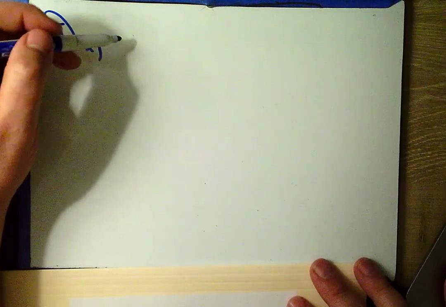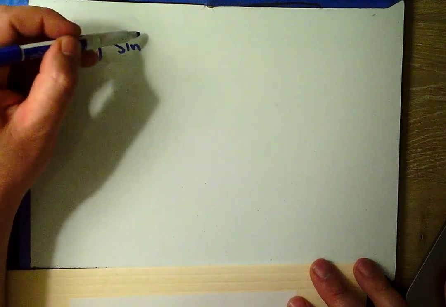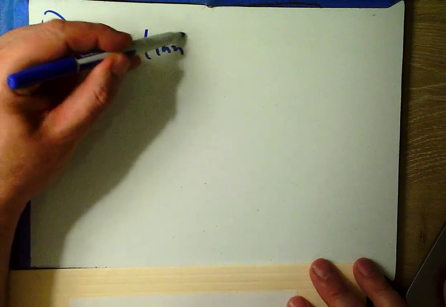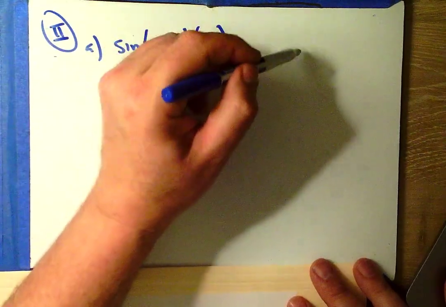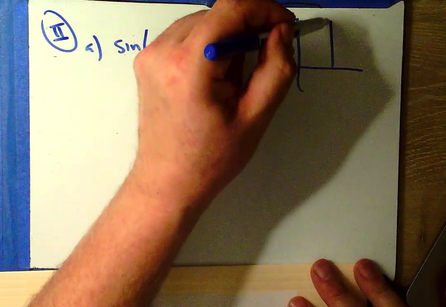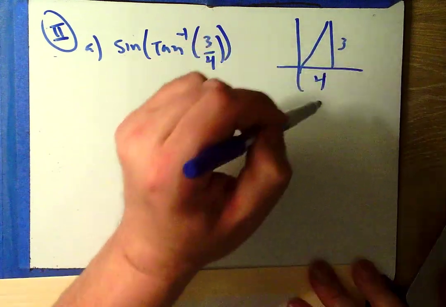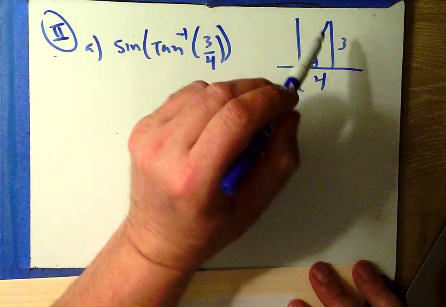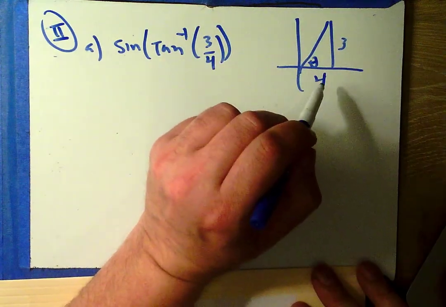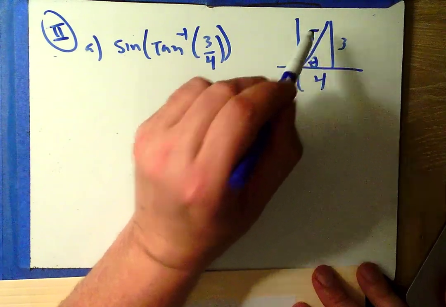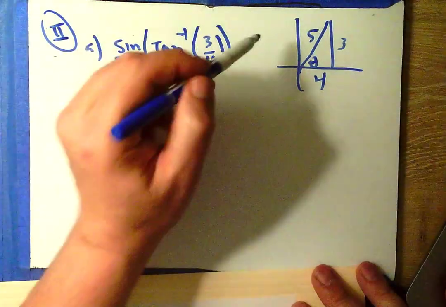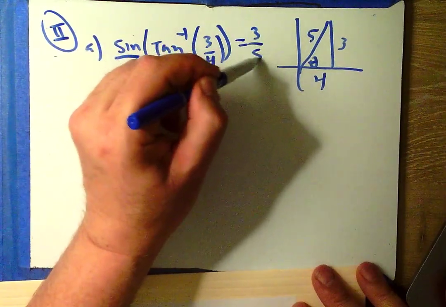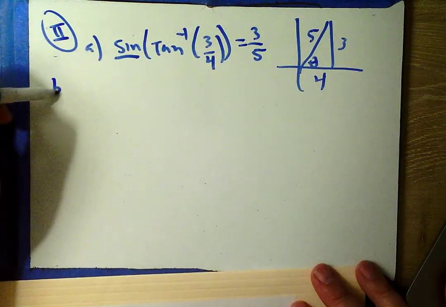A says sine of tangent inverse of 3 over 4. So let's draw our triangle where the tangent is 3 over 4. And we use our Pythagorean theorem or Pythagorean triples to find this missing side. And then we say, well, what's the sine of this theta? The sine is going to be opposite over hypotenuse, so 3 fifths.